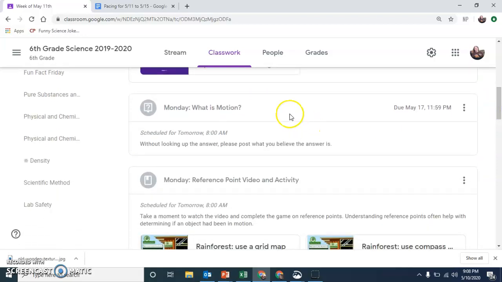Second thing, we just have a quick question for most days that is kind of an introduction to what we do. You guys will be able to see each other's answers and you will be able to comment on each other's answers. Just remember, be kind in your commenting. So for each of these questions, I don't want you to look up the answers. I want you to go with your gut and post what you believe the answer is. So the first one is, what is motion? That should take no more than 5 minutes to do.